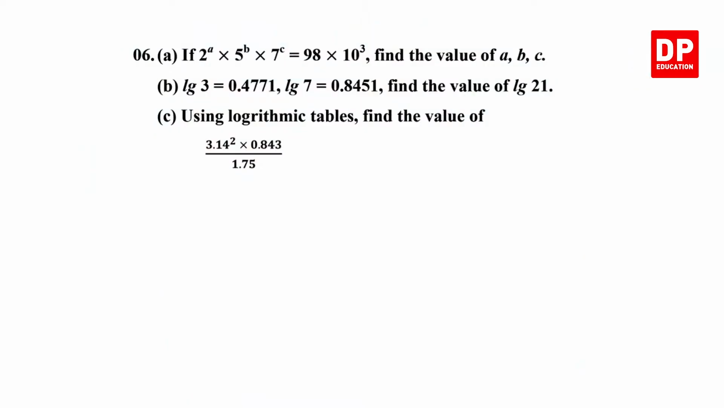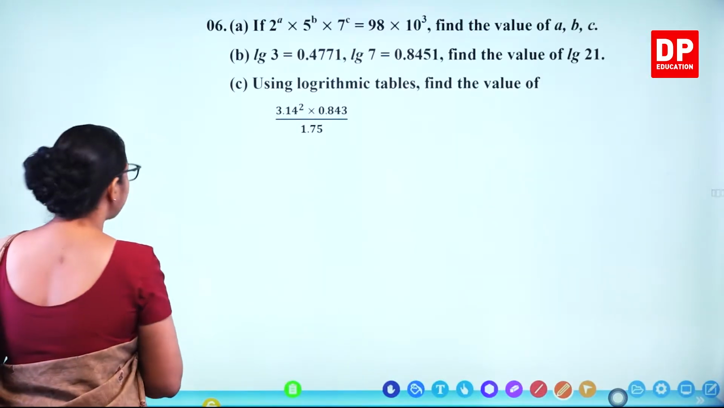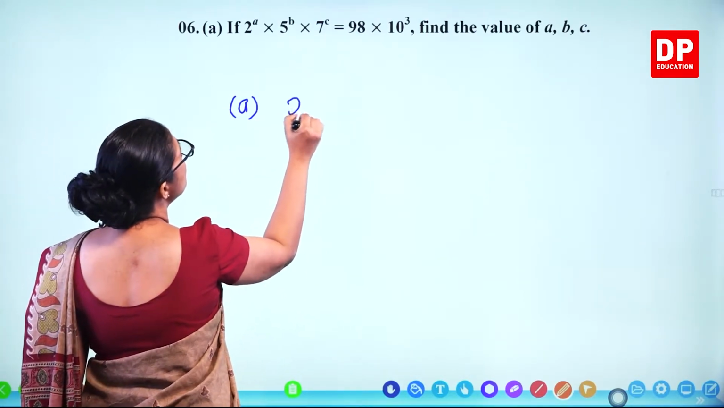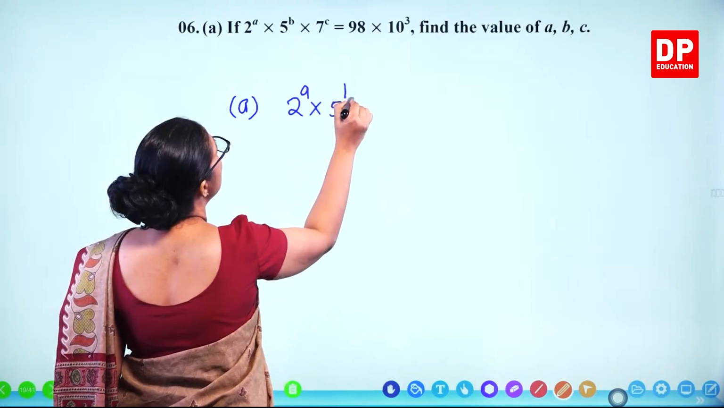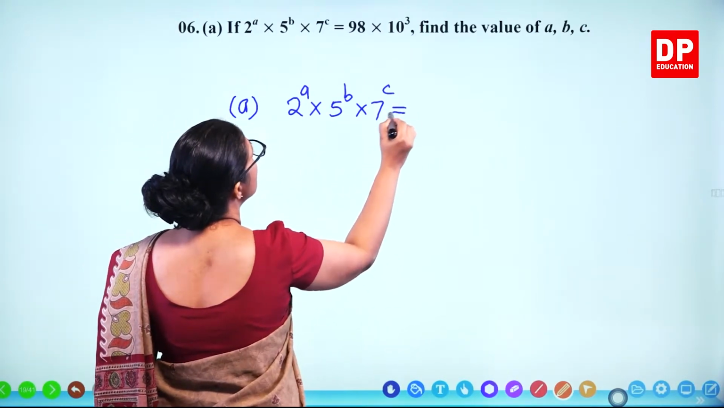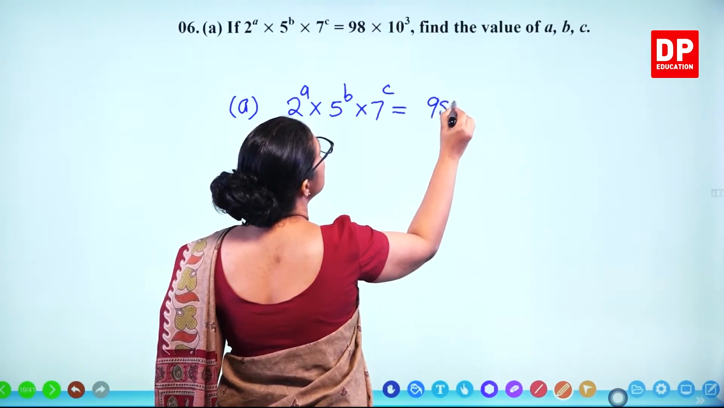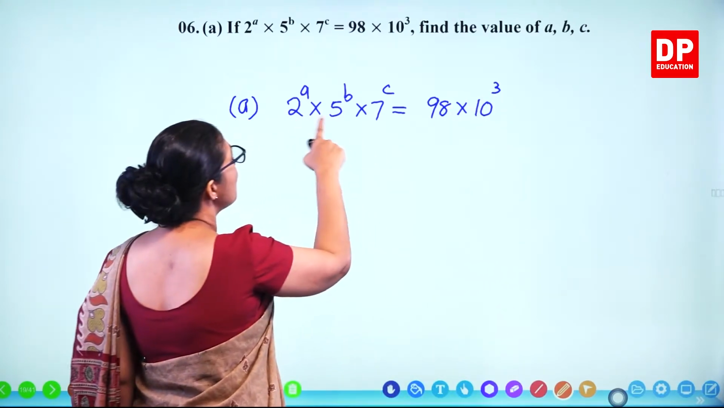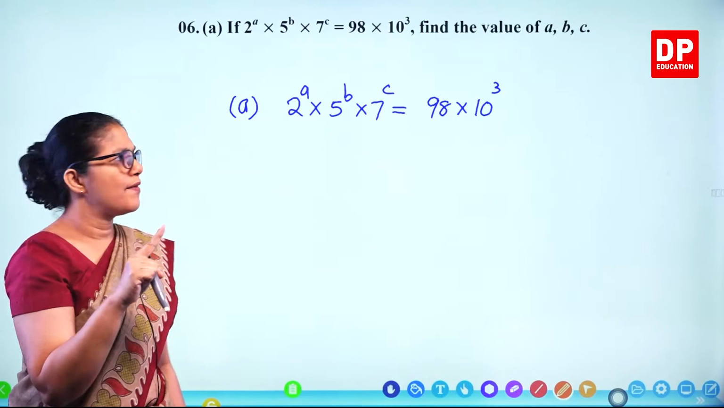Question number 6. This is about laws of indices you have to use, and logarithms are there. Laws of logarithms here, and you have to use logarithmic tables as well. 3 parts are there. So we'll take the first one. 2 to the power a, 5 to the power b, 7 to the power c is equal to 98 into 10 to the power 3.